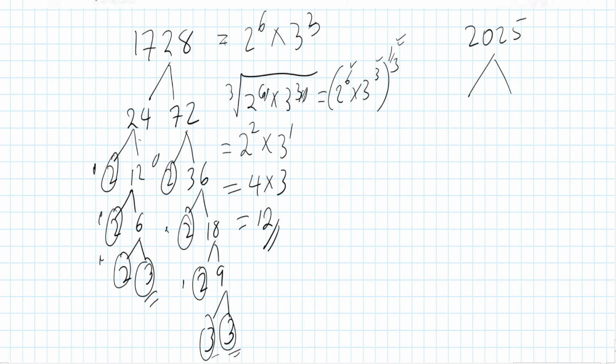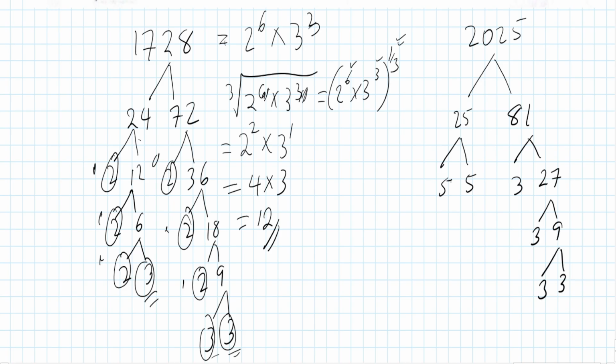Can we divide it by 25? So let's just divide it by 25 so that it becomes easy. 25 and 81. So obviously 25 would be 5 and 5. This one divided by 3 is going to give us 27 and 3. Then 9 and 3, divided by 3 again, then 3 and 3. So you just take the prime numbers.